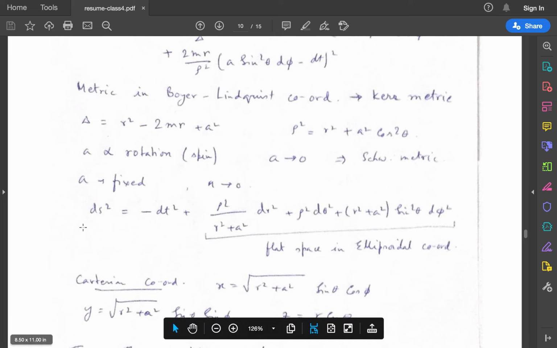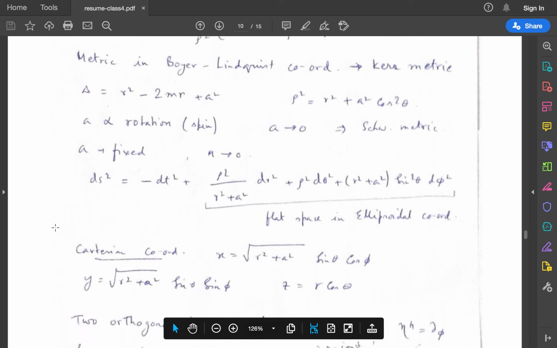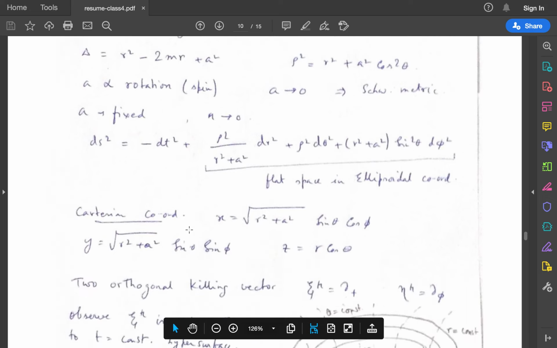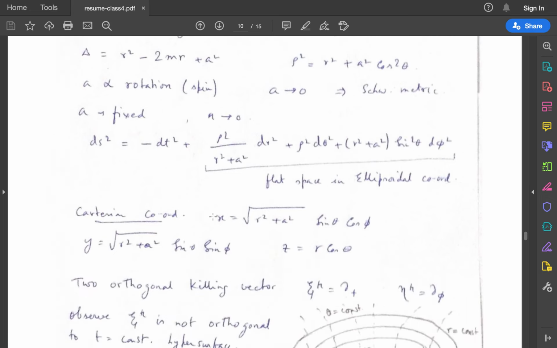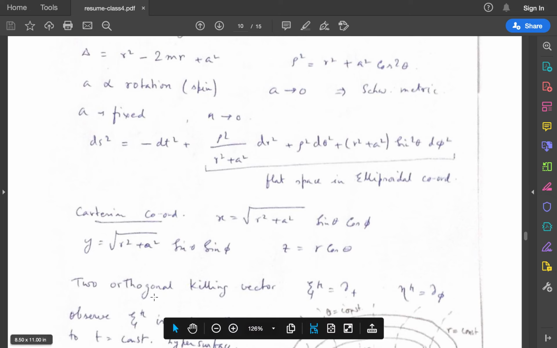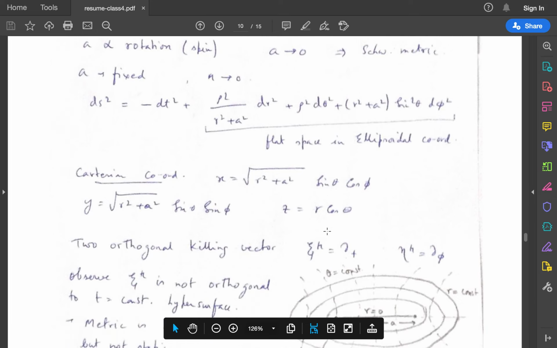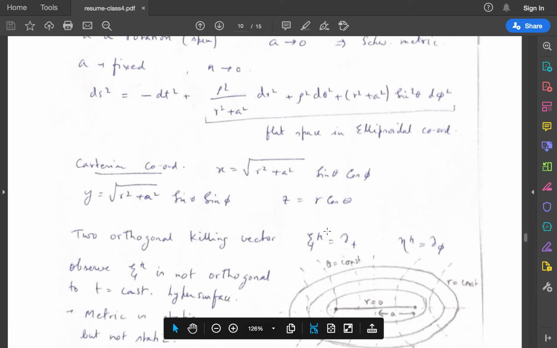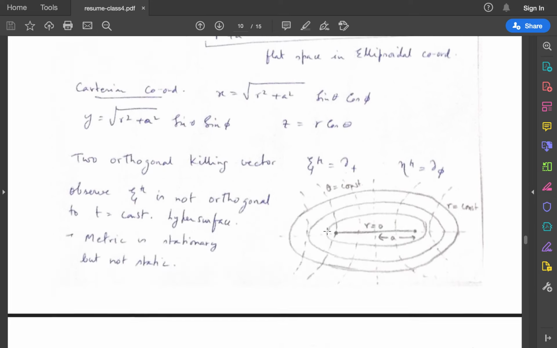We can also go back from this coordinate to the Cartesian coordinate with the identification that x equal to root over r square plus a square sin theta cos phi, y equal to root over r square plus a square sin theta sin phi, and z equal to r cos theta. We can write the metric in terms of Cartesian coordinates, which Kerr first wrote down, but that is an exercise you can do. We will not go into much about it.